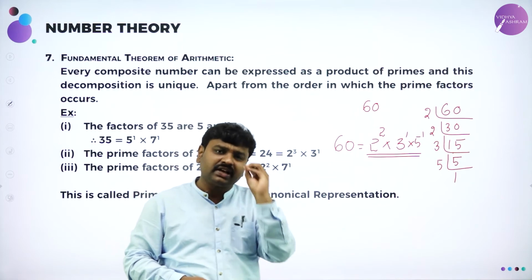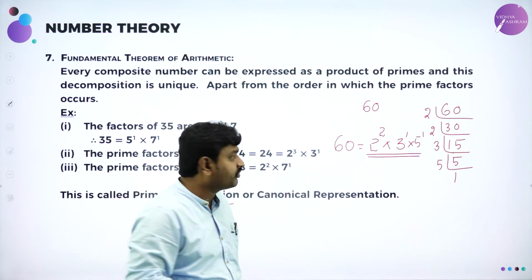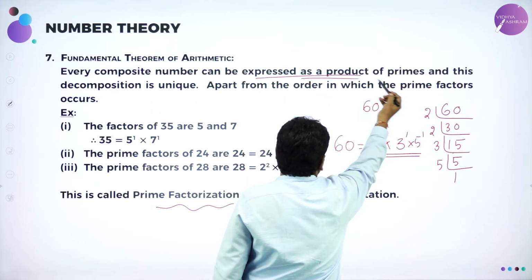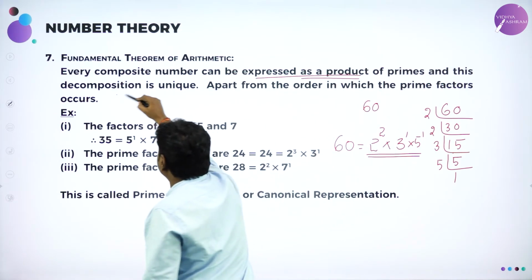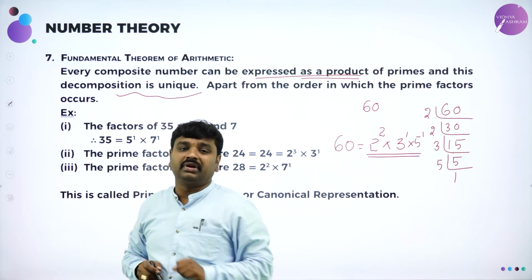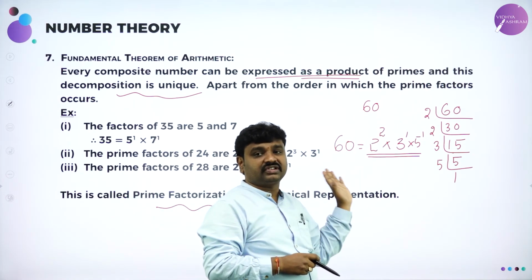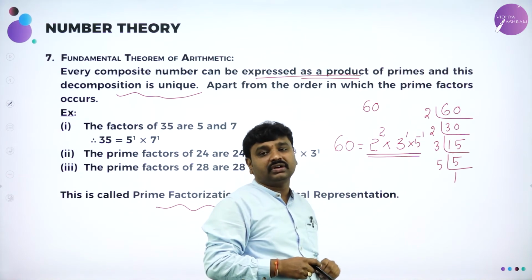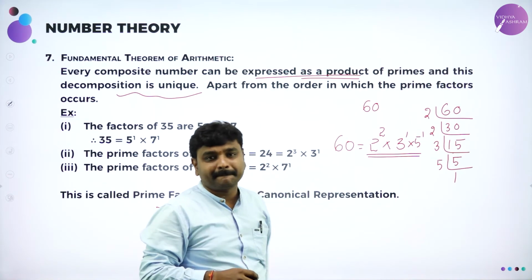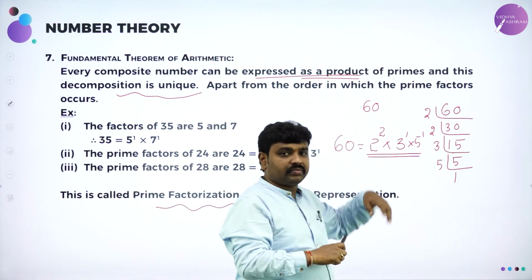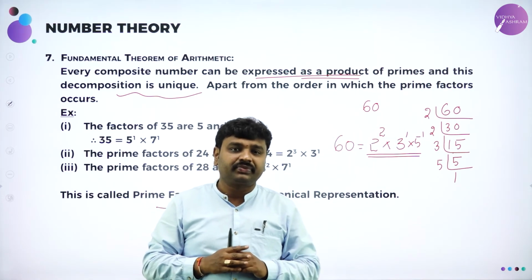Any composite number can be expressed as a product of primes. And this decomposition is unique. It means you will get only one form. You will not get again 2 cube 3 power something. Once we got this, it is fixed. You will not have more than one form. That's why we say unique. Then 2 power, 3 power, 5 power will be the same. You cannot write it in any other form.